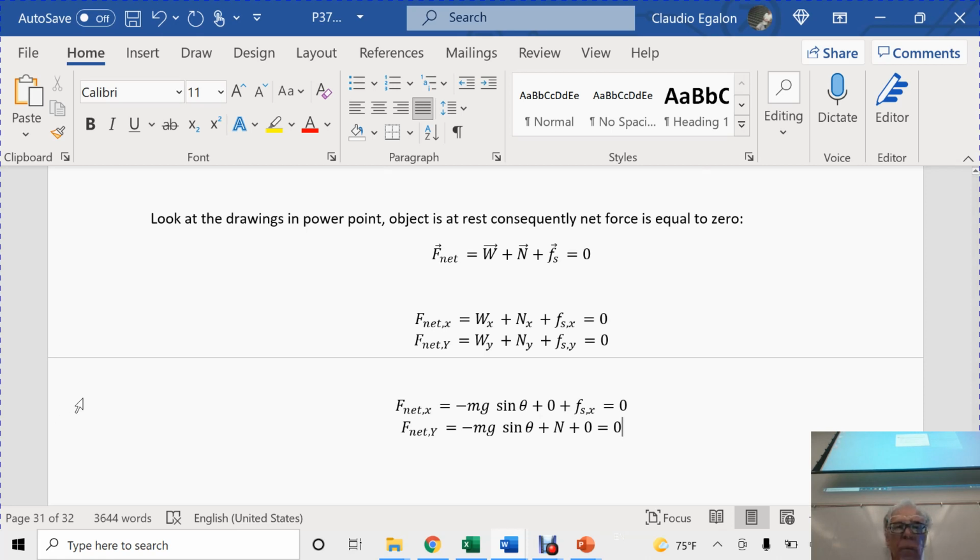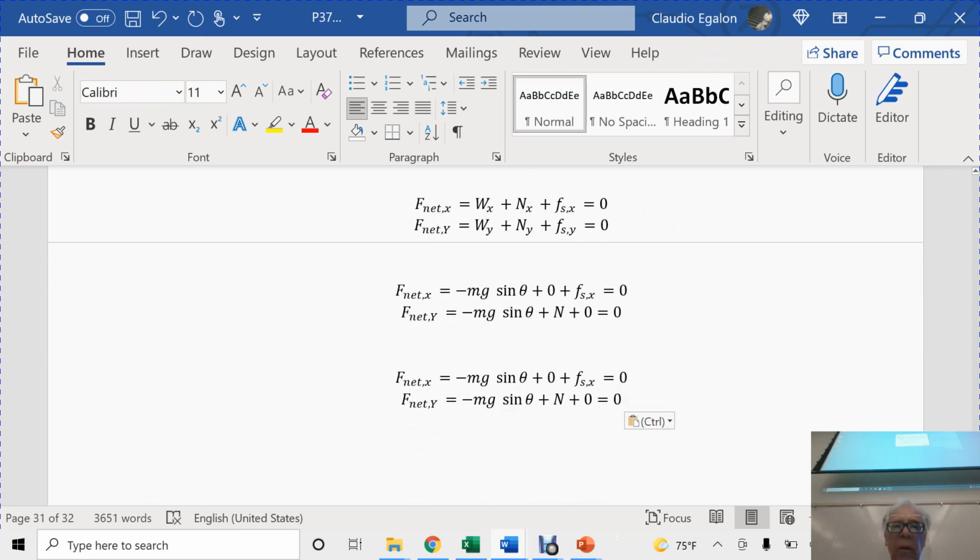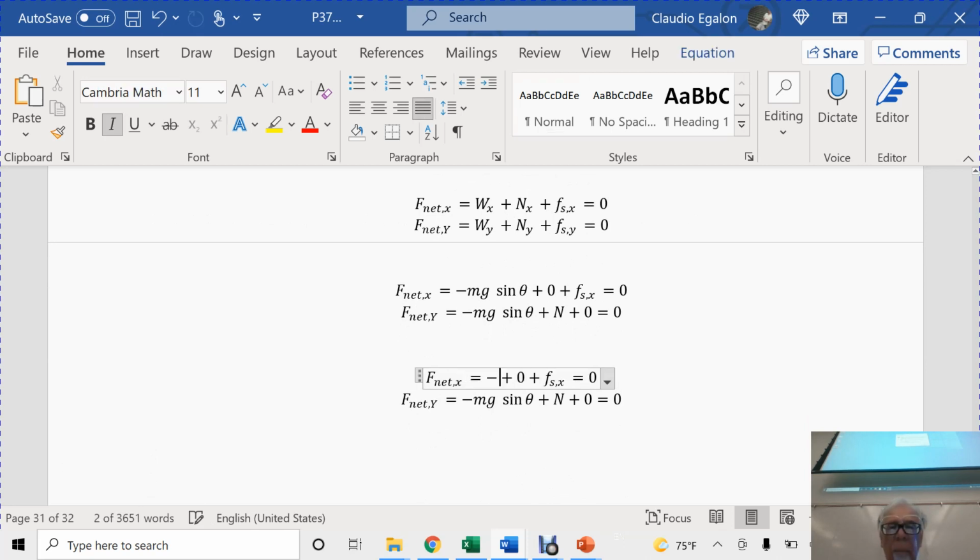What we found out is that in order to determine the force of static friction, we need only the x component of the weight, because the x component of the normal is 0. Okay, so here you go. And if we want to go the next step, we can also solve for the normal as well. I didn't ask you to solve that, but okay.